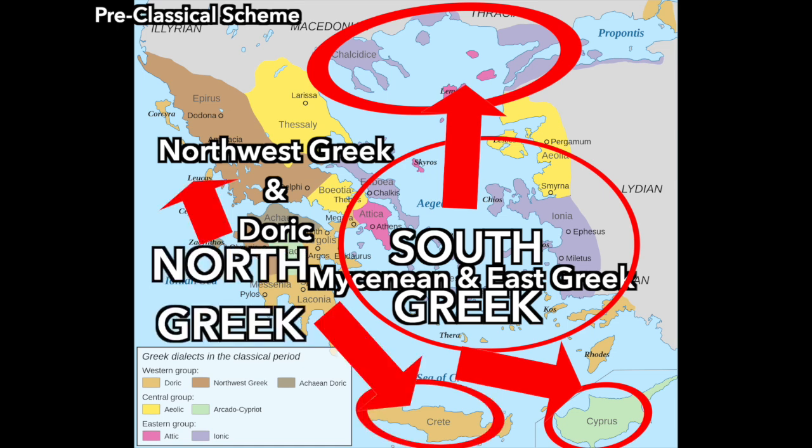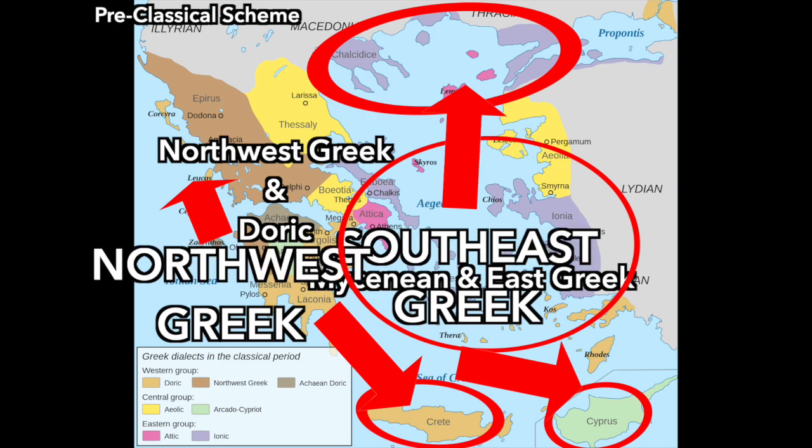And just to make it super duper clear, sometimes these are called Southeast Greek and Northwest Greek, which isn't the same as Northwest Greek in the West Greek of the Greek classical period. You getting all this?